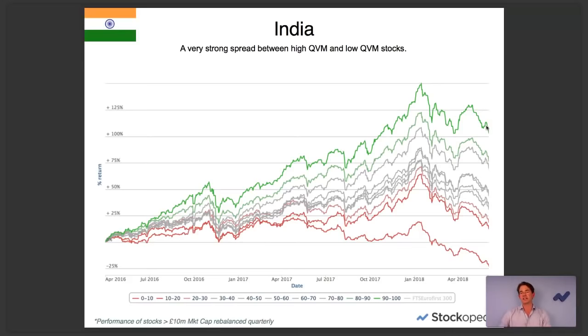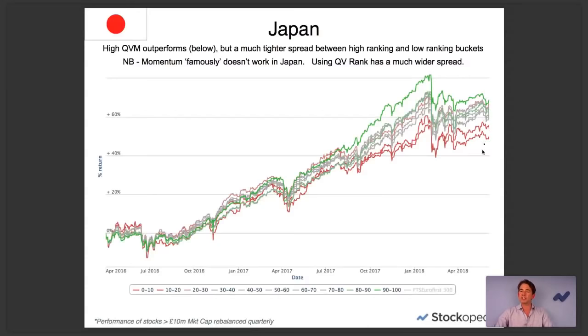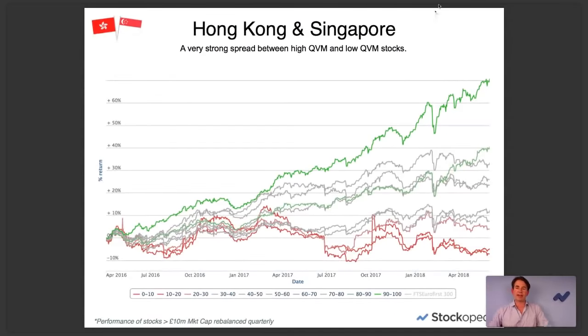Japan, a much tighter spread, much less differentiation between each of the deciles. And one of the reasons is momentum famously has not worked in Japan as a factor. So actually, if you use the QV rank again, which I won't show you right now, there is a much wider spread between high and low ranking shares. And that's worth remembering. Hong Kong and Singapore, again, very wide spread between high ranking shares and low ranking shares. So it's done particularly well in this part of the market, which is more easily tradable for international investors than certainly the main market in China. And we've put these two markets together because they're smaller. But I think you can see that a very clear picture is emerging.